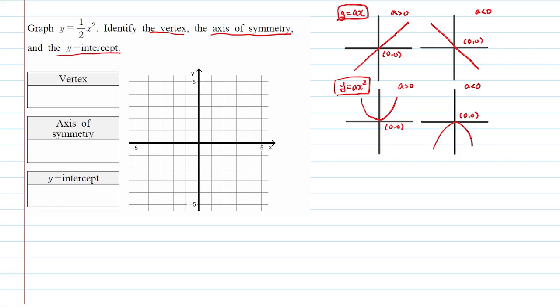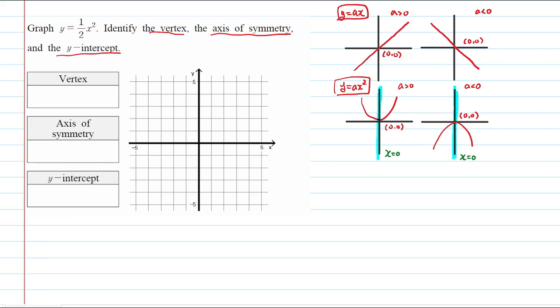Now then, remember, we have the axis of symmetry. That's the line that passes through half of the graph, also for the second graph. Now you can say the y-axis is the axis of symmetry, but the equation is x equals 0. That's my axis of symmetry.